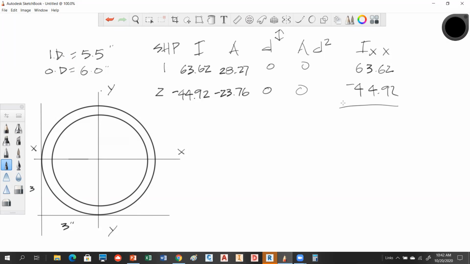When you sum these, you get 18.7 inches to the fourth, and that's your IXX. Okay. Yeah. That one's pretty simple. Now what's going to happen in the Y? So now you're looking at it this way. This is exactly the same thing. Area is not going to change. And because it doesn't matter on a circle whether you look at it this way or this way, it's going to have the same moment of inertia. So this will also be your IYY value. Now you could go through the chart and determine that, but it should come up to the 18.7 in both directions. All right. Does that help, Max? Yeah, that one was pretty simple.